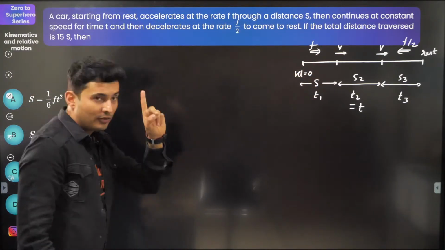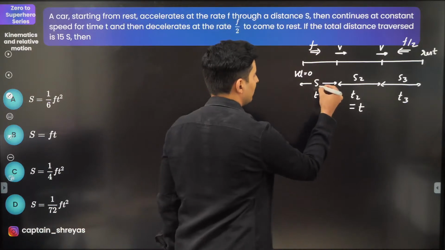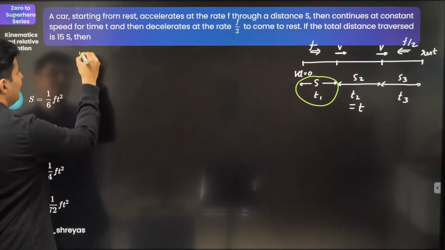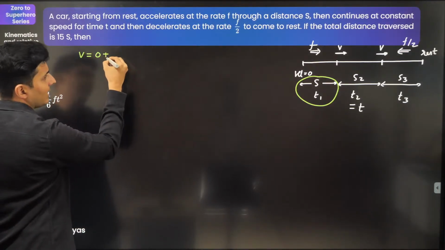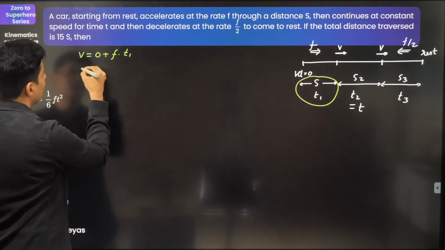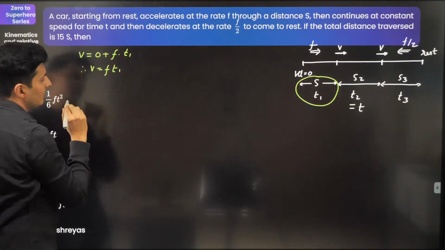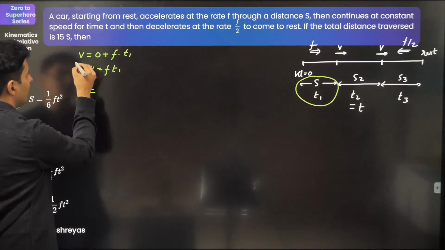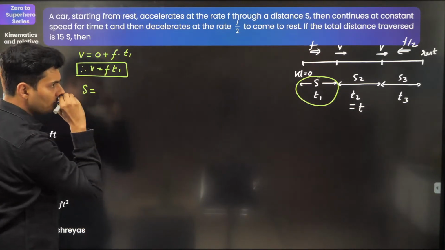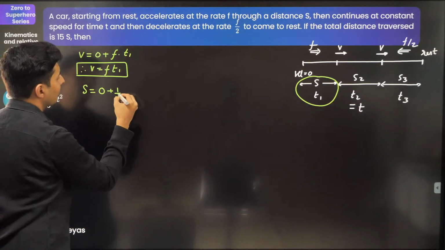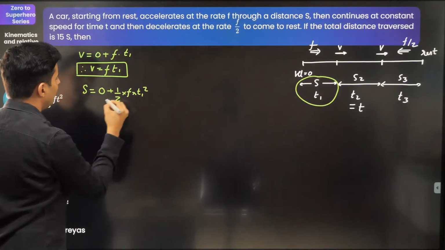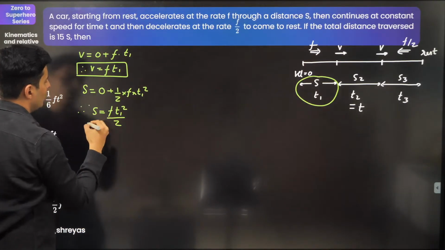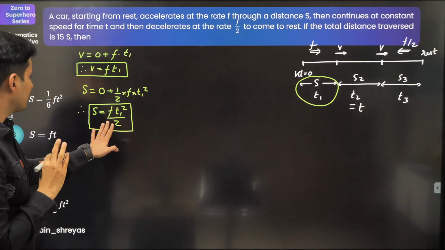For the first part, let's try to do this. So V will be equal to U plus F into T1. So therefore V is equal to F into T1. That's number one. This is one equation which I got. Also, S is equal to ut plus half into acceleration into T1 square. So therefore S is FT1 square divided by 2. This is another thing which I got. Okay, I'll just keep it as it is.